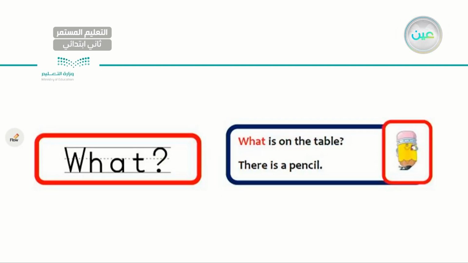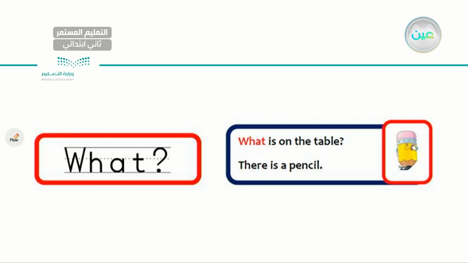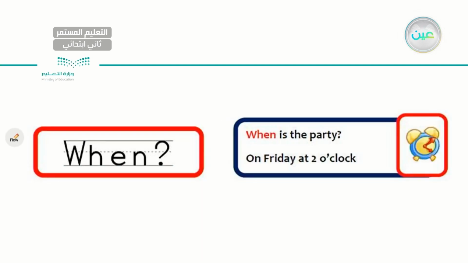Let's go for the next one. What? What is used to ask about things or actions. What is on the table? So most probably I'm asking about a thing. What is on the table? There is a pencil. What's on the table? There is a pencil.